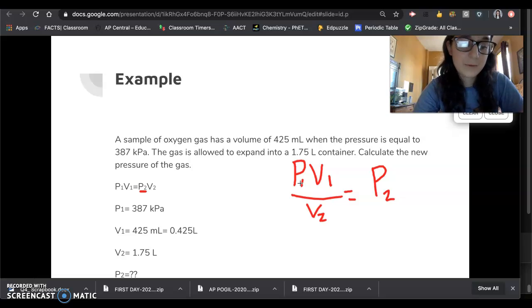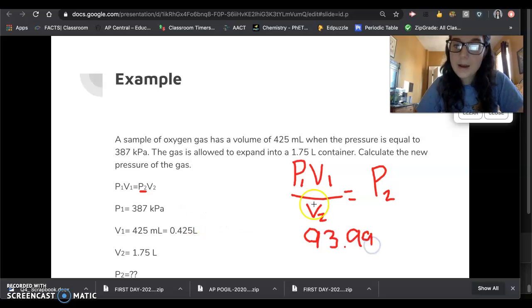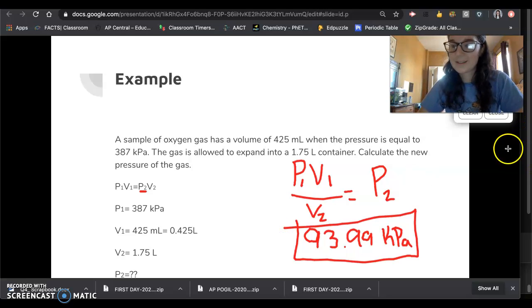So I'm taking P1, which is 387 kilopascals, multiplying by 0.425 liters, and dividing by 1.75 liters. In the end, I get in my calculator an answer of 93.99. And again, my unit is going to be kPa because that's what I'm left with, kilopascals. Okay, so I have solved for P2. That's all to it.